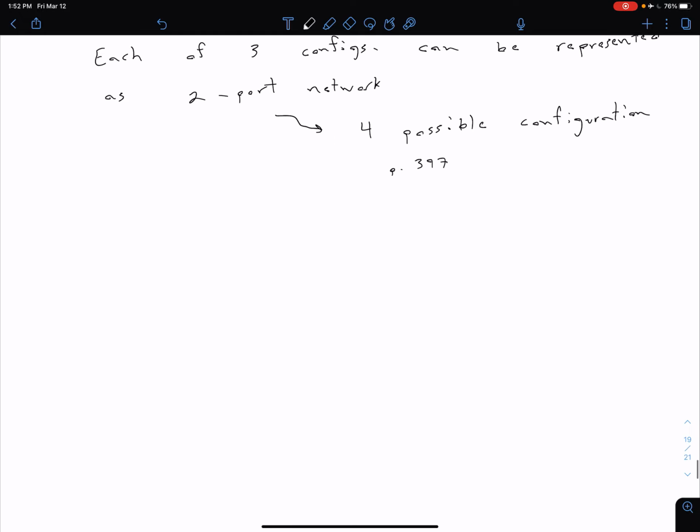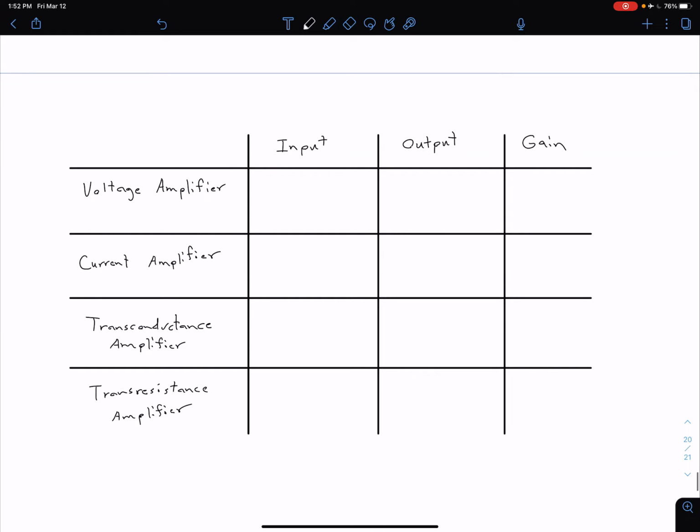But basically, to summarize real quick, what we have is 4 different amplifier types based on those 4 different configurations. So as you can see, we have our voltage amplifier, our current amplifier, our transconductance amplifier, and our transresistance amplifier. And so which amplifier we have depends on what our input and output signals are. So for our voltage amplifier, our input is going to be a voltage. Our output is also going to be a voltage, and the relevant gain is going to be our voltage gain, which we're going to use the symbol A sub V naught.